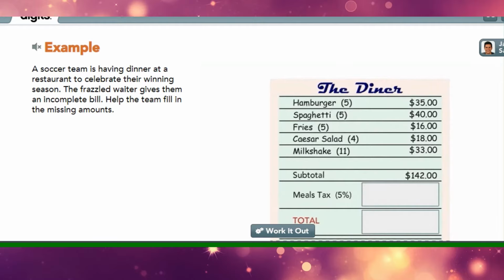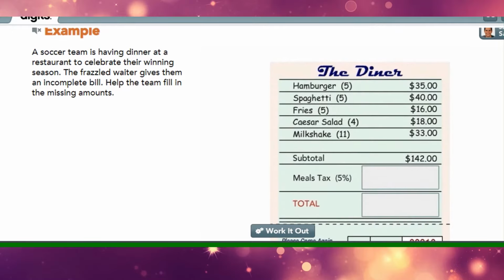A soccer team is having dinner at a restaurant to celebrate their winning season. The frazzled waiter gives them an incomplete bill. Help the team fill in the missing amounts.